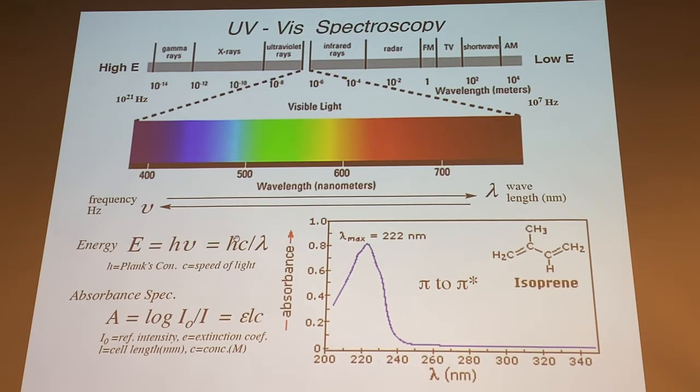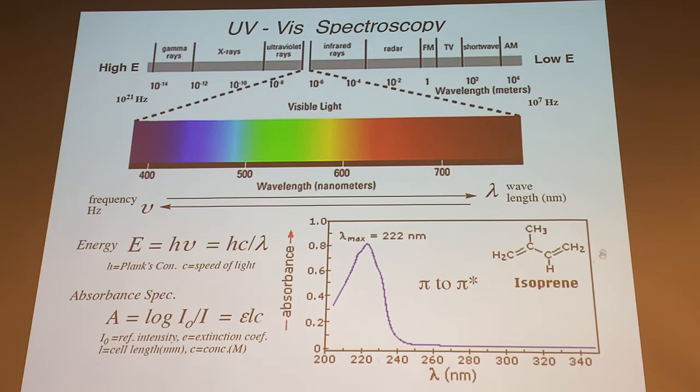Just conceptually, the more resonance conjugation overlap you have, the longer the wavelength and the smaller the energy. Okay. So more conjugation means longer lambda. That's all you need to remember.